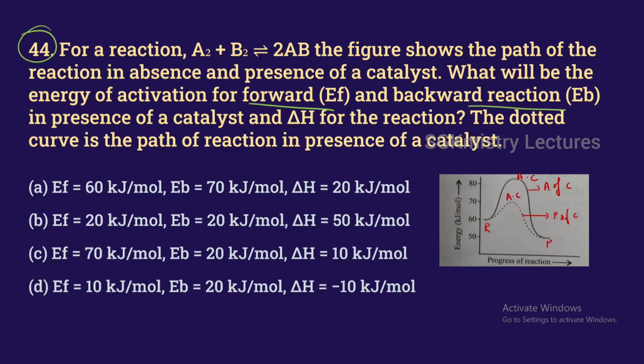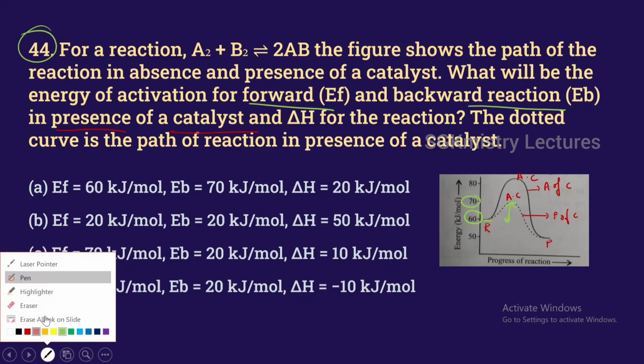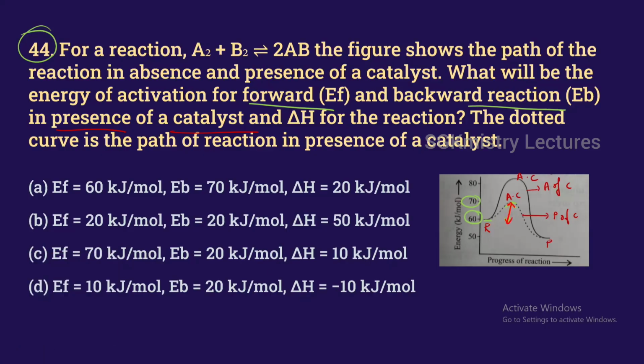Now here, this will be the activation complex in the presence of the catalyst. Now, what is asked? In the presence of the catalyst, what will be the activation energy for the forward and backward reaction? Now, in the presence of the catalyst, see here, this was the initial energy of the reactant, 60 kilojoules per mole. Now, in the presence of the catalyst, it just reached till 70, activated complex. So what is the activation energy? Activation energy is nothing but the difference between the energy of the activated complex and the reactant. So 70 minus 60 is 10. So 10 kilojoules per mole. Yes, here we have for forward reaction.